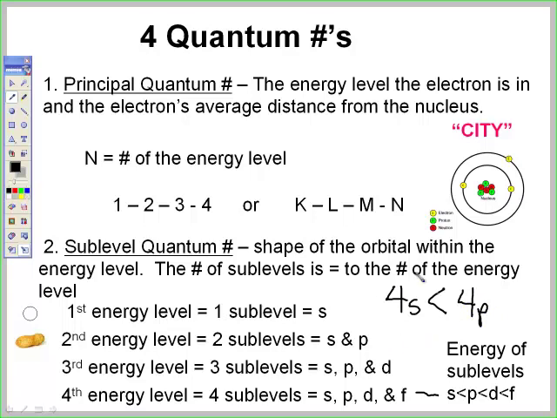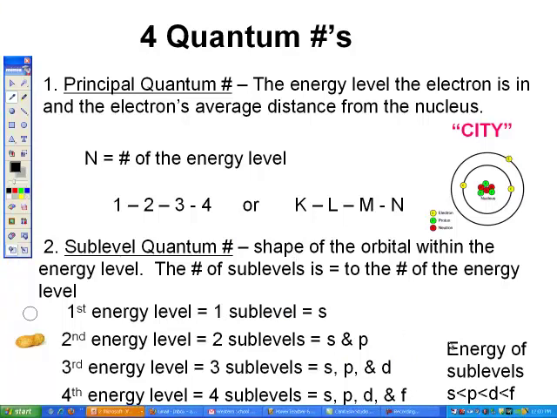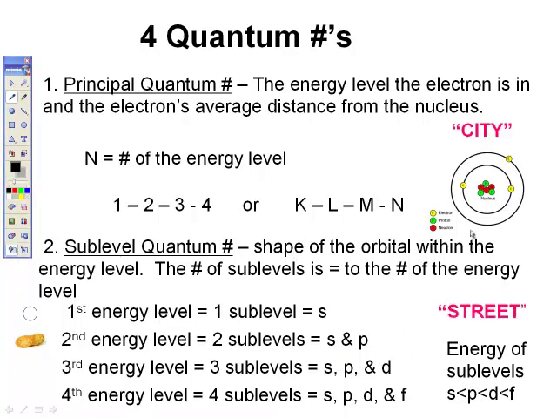So this electron's first two quantum numbers would be 4 and S. This electron's would be 4 and P. I know S and P aren't numbers, but it's still called the sublevel quantum number. If you're thinking about narrowing down an electron's location, the city is the energy level, the street is like the sublevel.